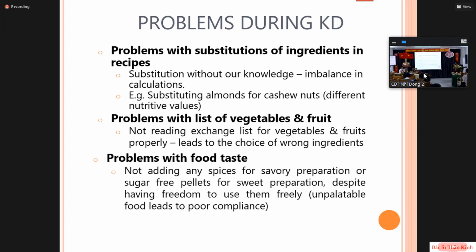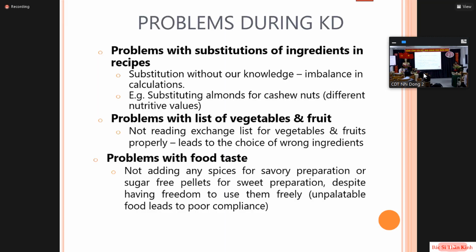Problems with substitutions of the ingredients in the recipes. So they may substitute it without our knowledge, and this leads to imbalance in the calculations. So an example is, if in the recipe I've mentioned almonds, many caregivers don't have almonds at home. They don't understand the different nuts. They all categorize it in the same category mainly. So if they have cashew nut instead, they may use that. But we know that both of these have different nutritive values. So that will lead to alterations and a drop in ketones. So we have to tell them not to substitute anything. In case they want any changes, they have to let the dietitian know so that we can recalculate it and then send the recipes.